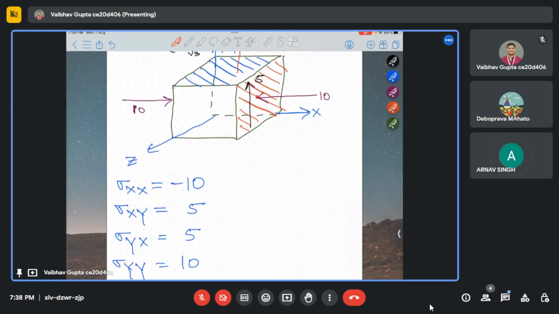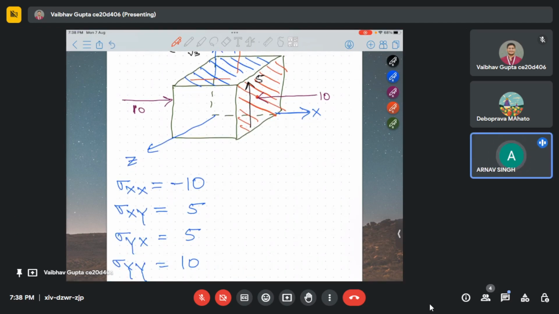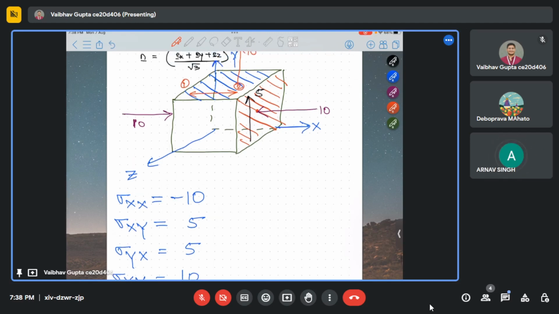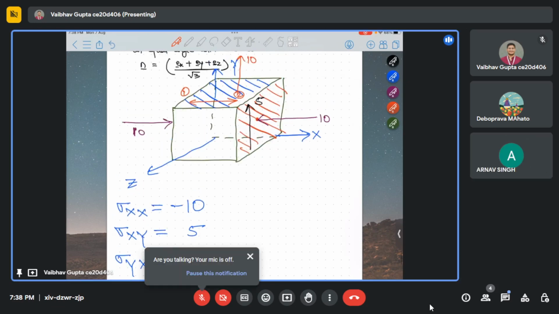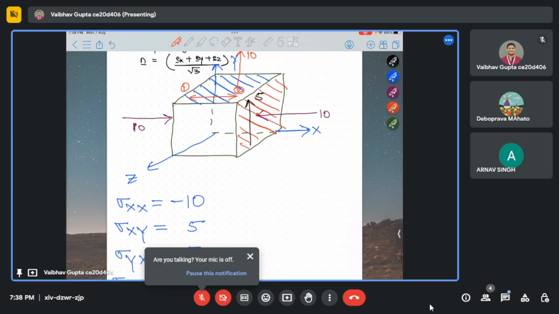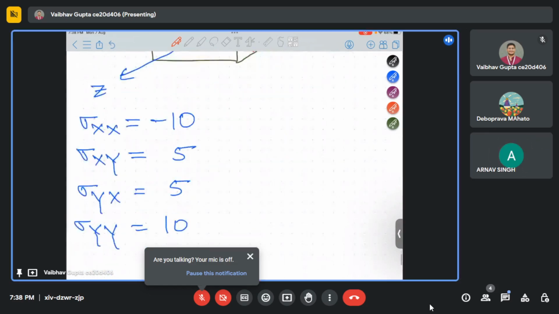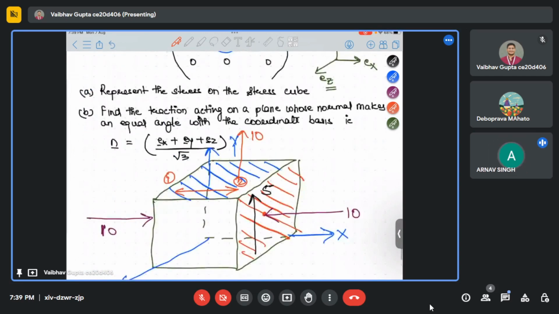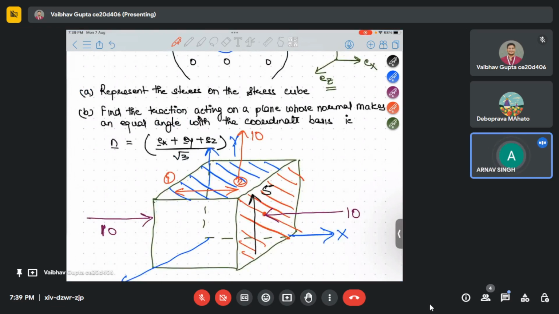Sigma yx. Sir, outward, this thing or this thing? This one, 1 or 2? Where do you draw the positive x, in 1 or 2? See, your plane is in the y direction and x is the other. So where is the positive direction, 1 or 2? Sir, this 2 is correct.